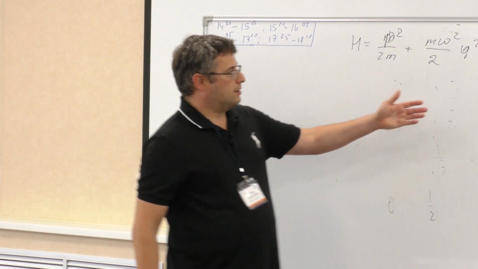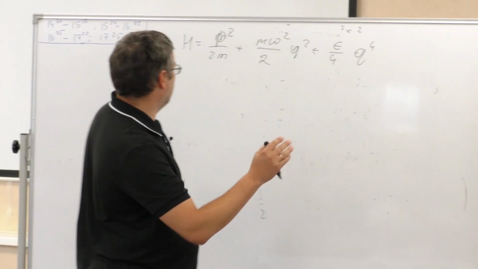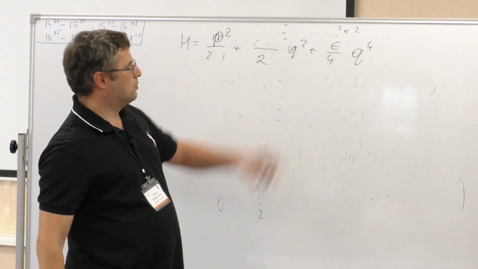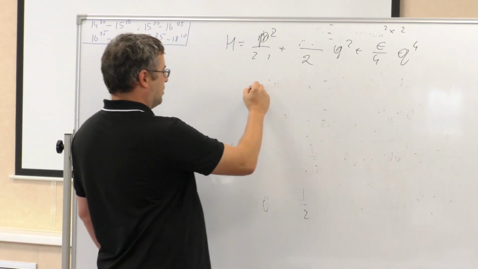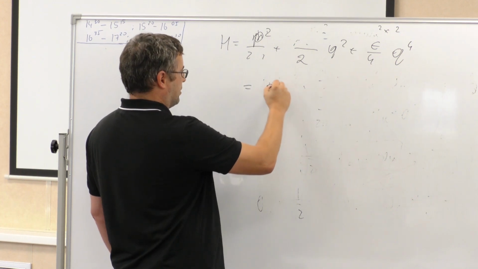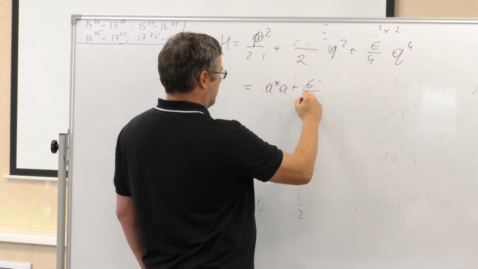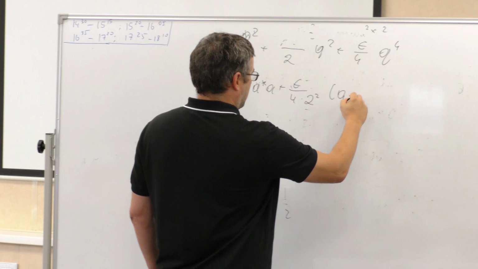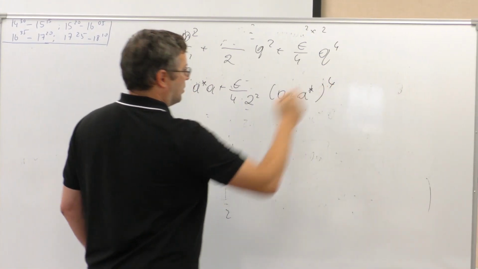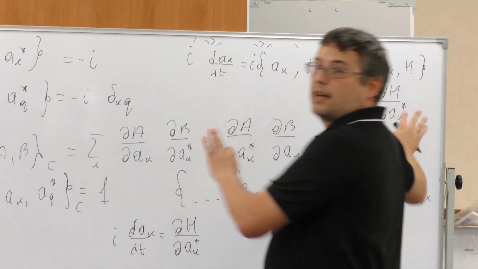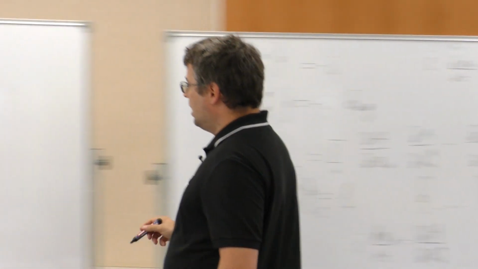So now, let me assume that omega and m are 1, just to motivate, then Q is nothing but 1 over square root 2 of A plus A star. And then this Hamiltonian will be omega, which is 1, times A star A, plus epsilon over 4, I guess I will get 2 squared, A plus A star to the 4, right? So I'll get this Hamiltonian. This is exact, and these Gross-Pitaevskii equations are exact for this Hamiltonian. So there are no approximations.